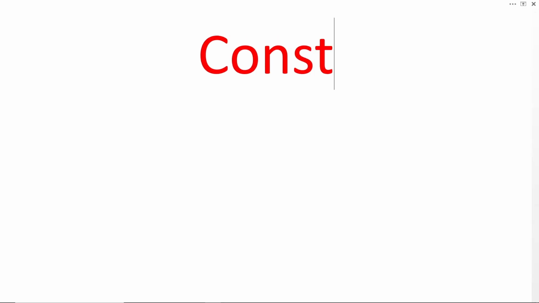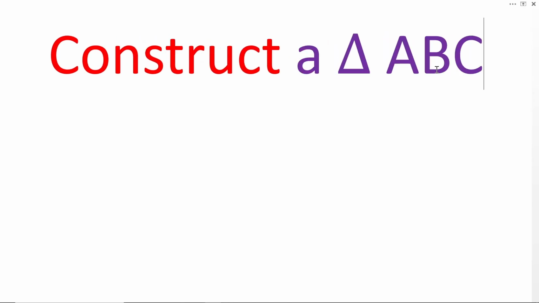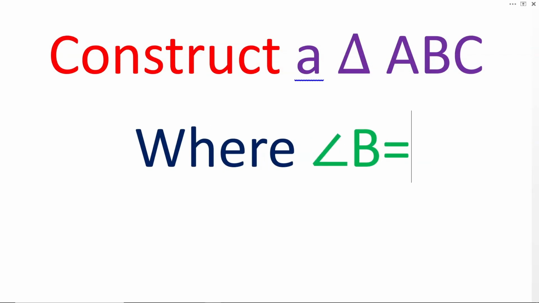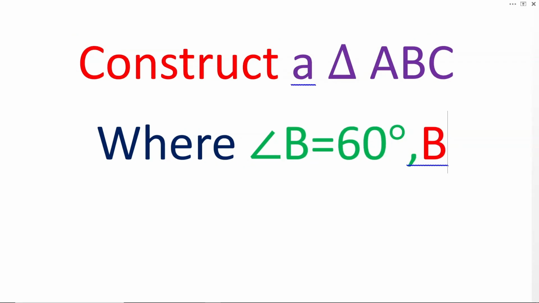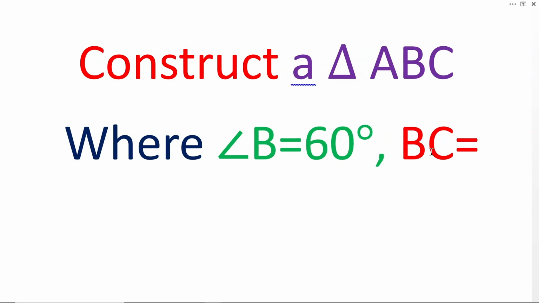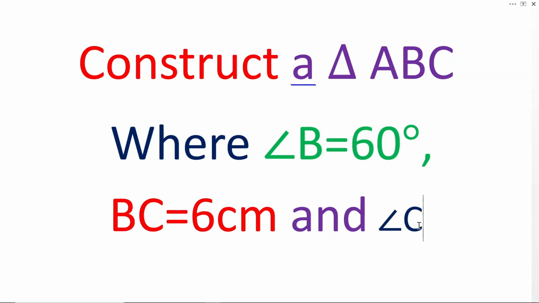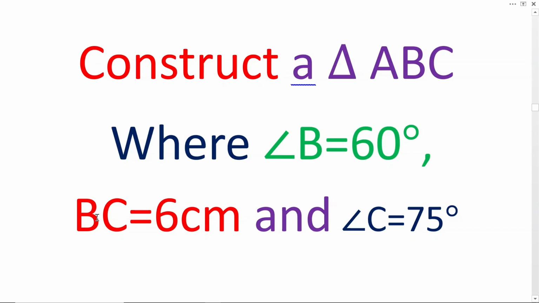In this video, we construct a triangle ABC where angle B equals 60 degrees, BC equals 6 centimeters, and angle C equals 75 degrees. We start by drawing BC measuring 6 centimeters.